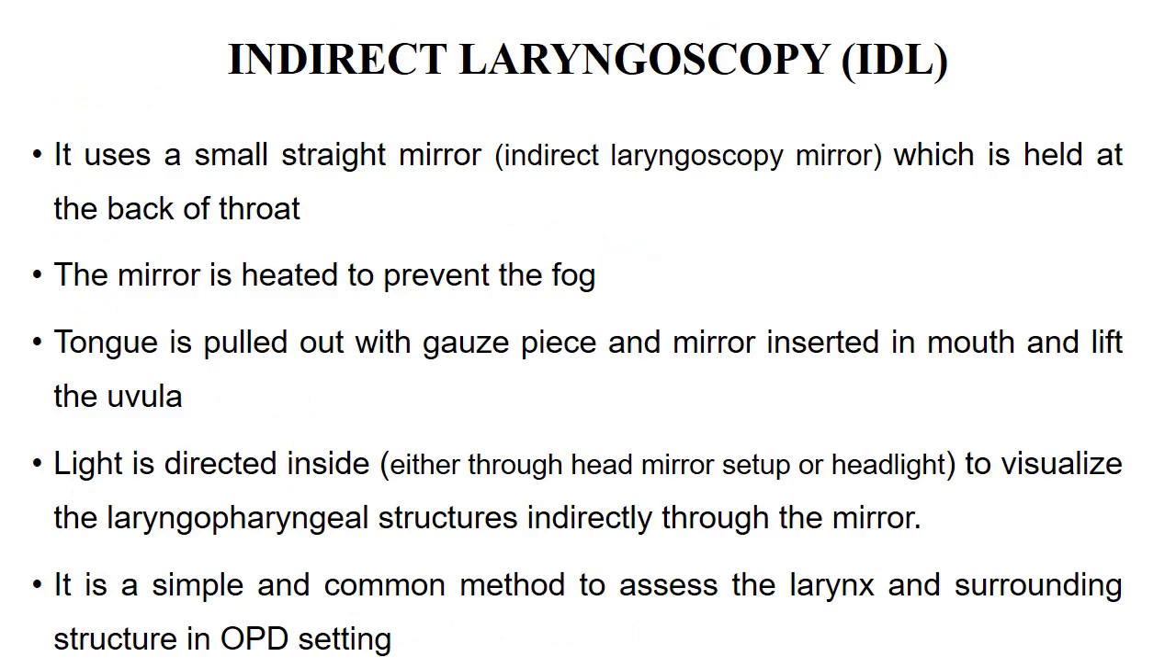So the first one is the indirect laryngoscopy. It uses a small straight mirror known as the indirect laryngoscopy mirror, which is held at the back of the throat. The mirror is heated to prevent fog from occurring on it when we are taking it in the mouth. We need to use a gauze piece to pull out the tongue, and the mirror which is heated is inserted in the mouth, taken to the back of the throat and lifts the uvula.